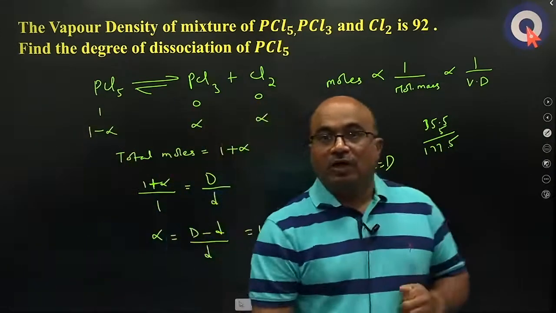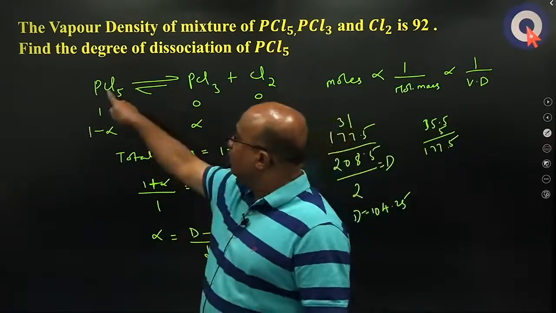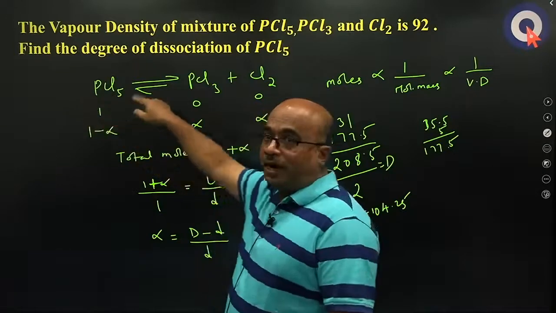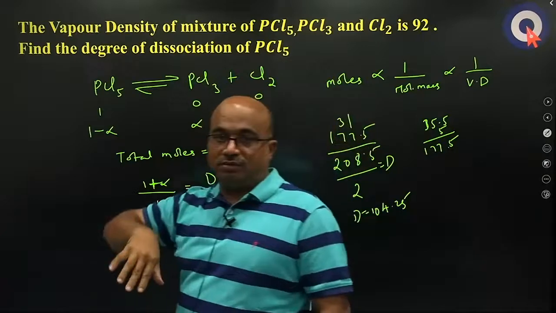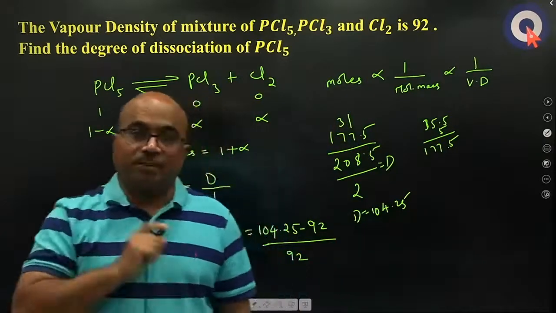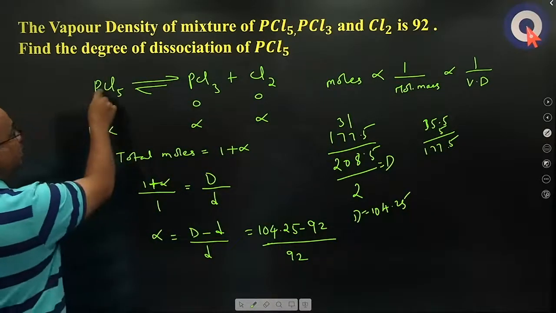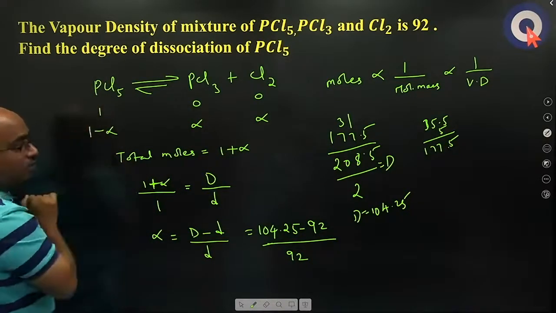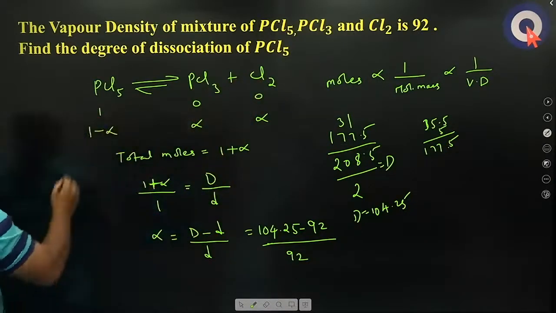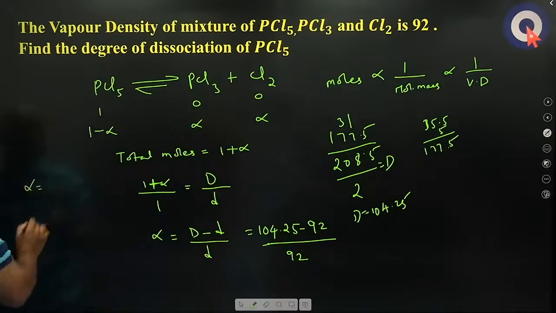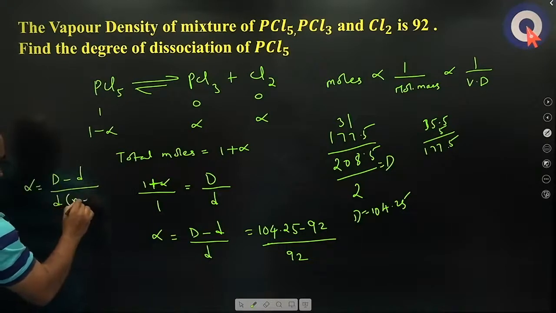Clear? So whenever we have a reaction with initial reactant moles as 1 and some gaseous products are coming, what is the simplified relation, like the alpha expression in terms of vapor densities? But this is only when the initial reactant coefficient is 1 and gaseous products are coming in the reaction. For that, alpha will be nothing but (D minus d) by d into (n minus 1).